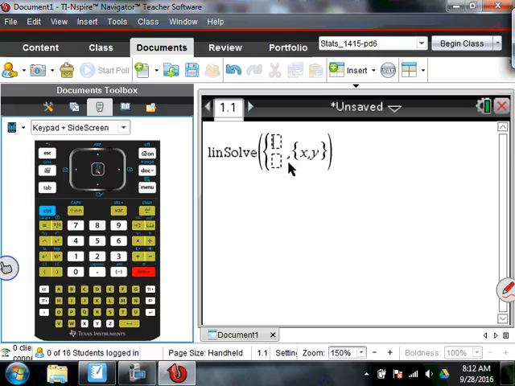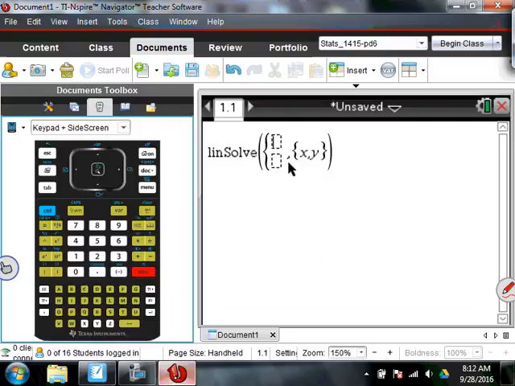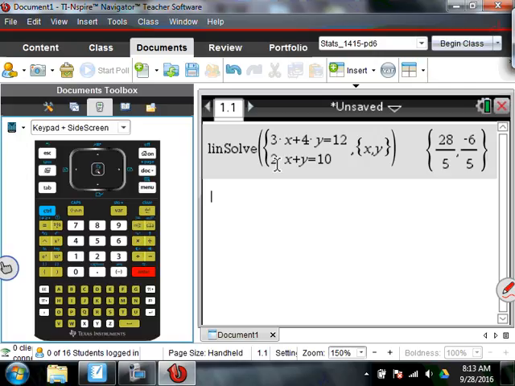It says lin solve. Now let's see. Our one equation was 3x plus 4y is 12. Our other equation, wasn't it 2x plus y equals 10? Not 11, but 10. You ready for this? See how fast that was.